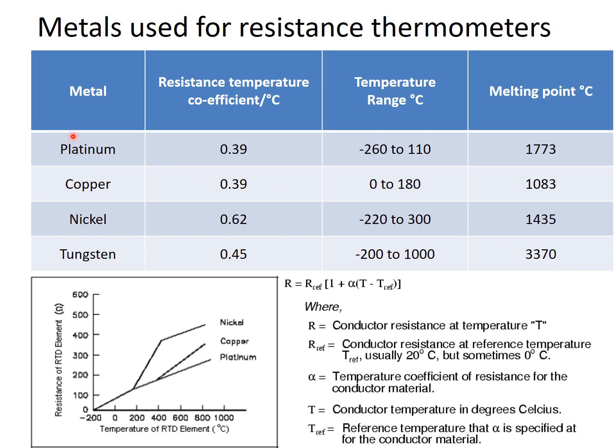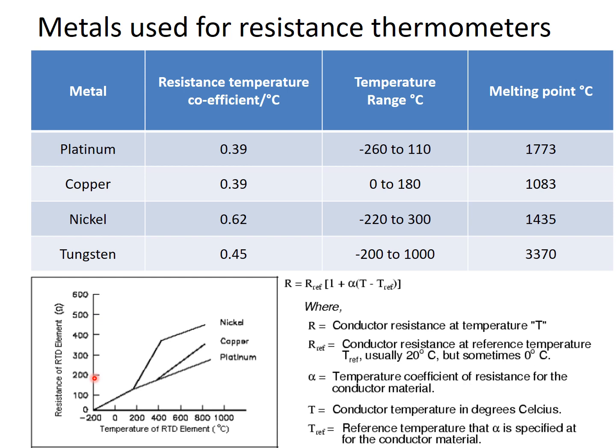Of all these four types, the first three are given more preference. Among these three, the most preferable metal is platinum. The first category goes to platinum, and next to platinum we prefer nickel. These two are the ones we mostly prefer for RTDs. Now let us compare the performance of the three materials, excluding tungsten.